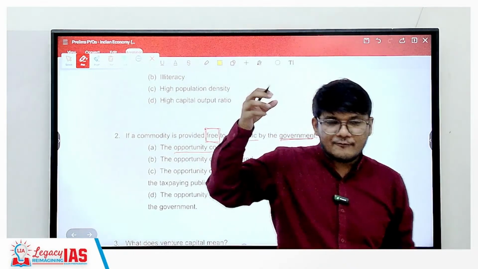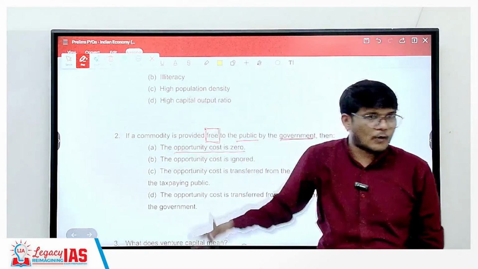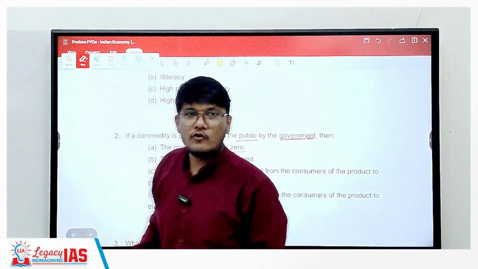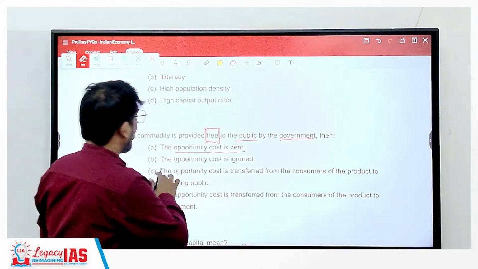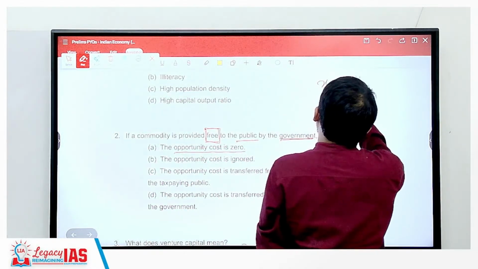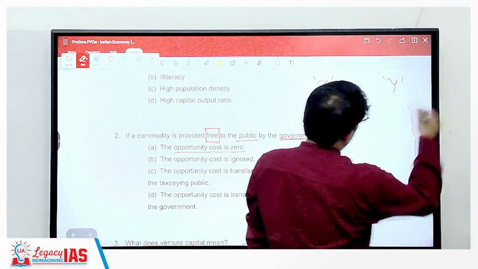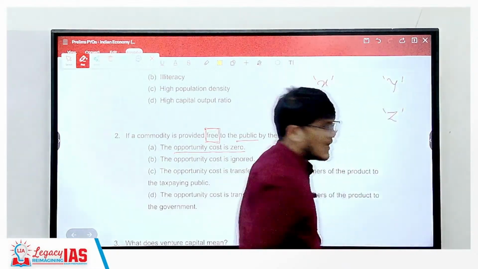So when I am working here, I have let go of other opportunities, right? Since I have let go of other opportunities, let's say I work here and get X amount. If I would have worked elsewhere, I would have got Y amount. There is another firm where I could have worked and got Z amount, right?